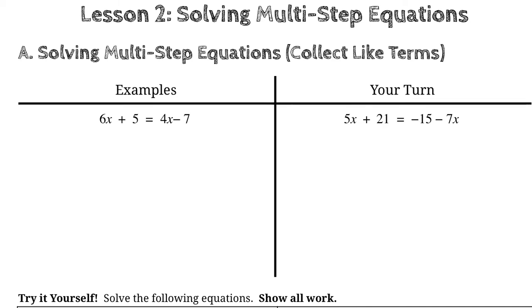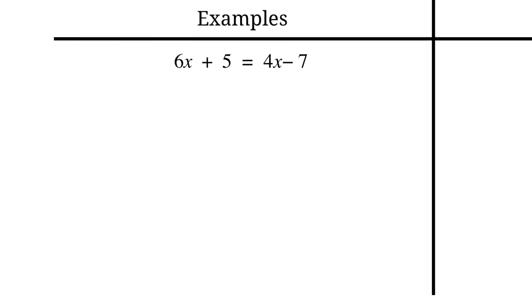In this lesson, we're going to solve equations involving multiple steps. So let's look at our first example here. In this example, we have the equation 6x plus 5 equals 4x minus 7. So this is the equation that we're going to solve. And when we're solving an equation, we're trying to find the value for x that makes the left side equal to the right side of the equation.